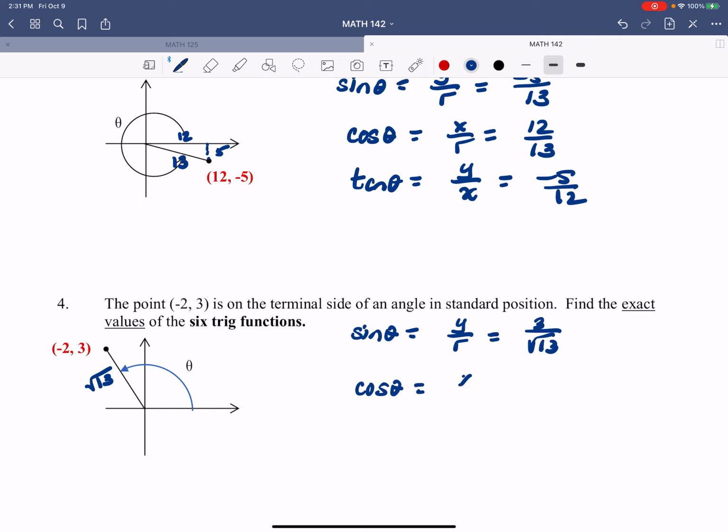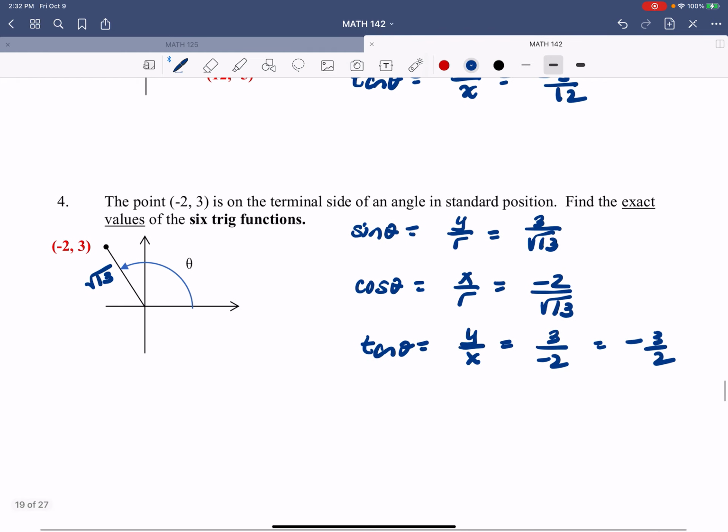Cosine of theta is x over r. Well, x is -2 and r is still the square root of 13. So there we have it. And then tangent of theta is y over x, which is 3 over -2, which sure, we just write as -3/2. And there we have them.